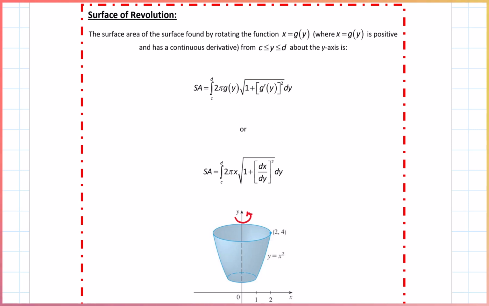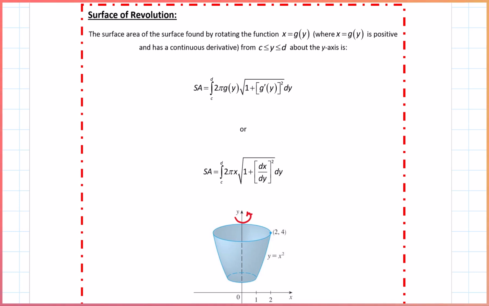And we could also write that, remember that g of y is x, so we could also write that as 2 pi times x times the square root of 1 plus, and again, notice I use Leibniz notation, dx, the derivative of x with respect to y, since we're integrating with respect to y here. And so those are our two surface area formulas for a surface of revolution.